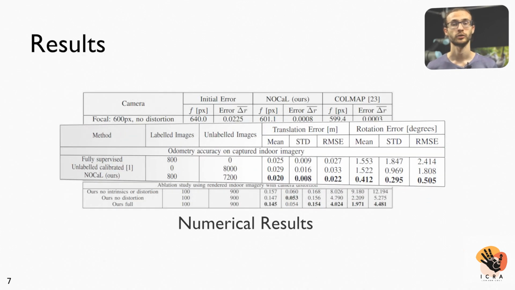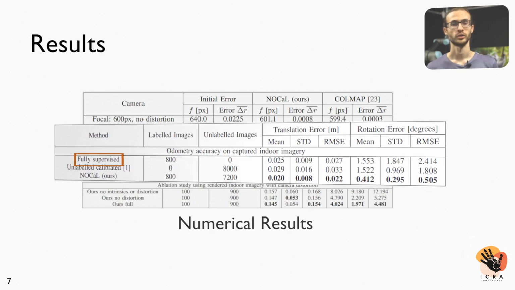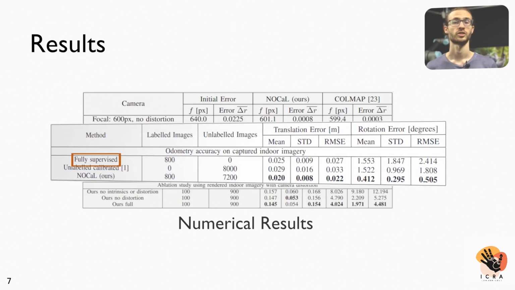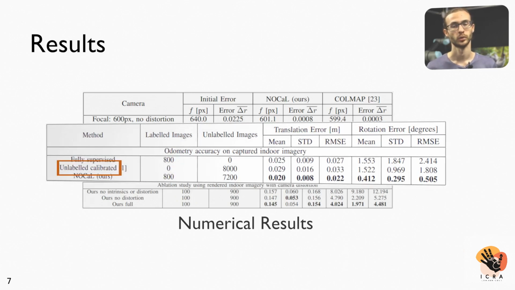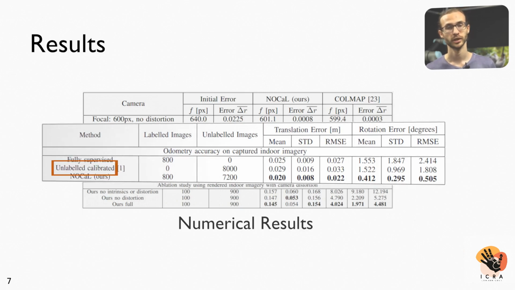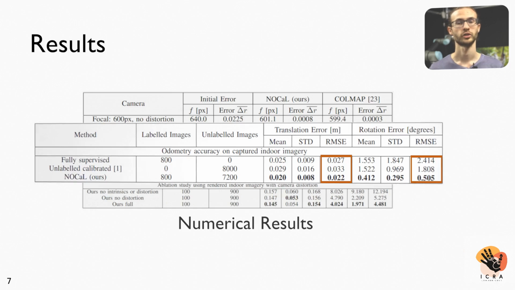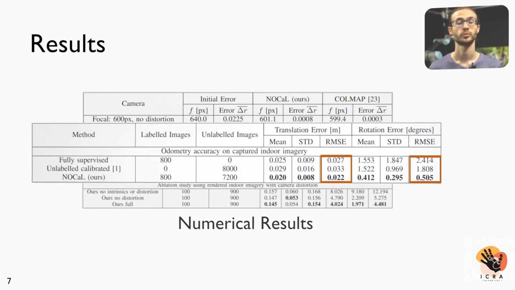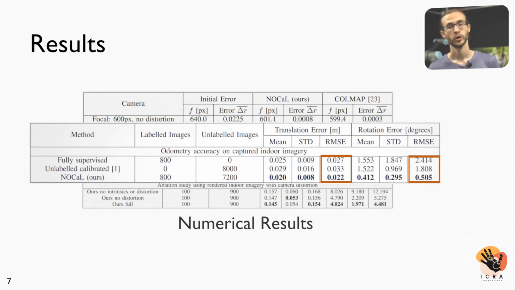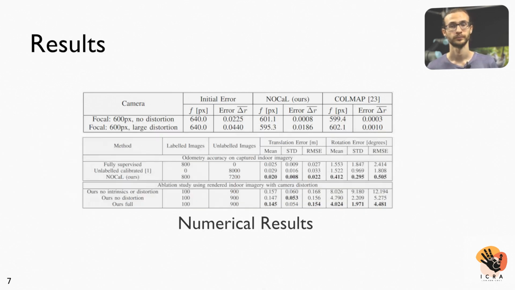We compared NOCaL to two other odometry methods, a fully supervised approach that uses labeled imagery, and an unsupervised approach based on the previous work that requires the cameras to be calibrated and images rectified. Our zero calibration approach outperformed both the unsupervised and supervised methods, which means our framework must be benefiting from the large amount of unlabeled data.